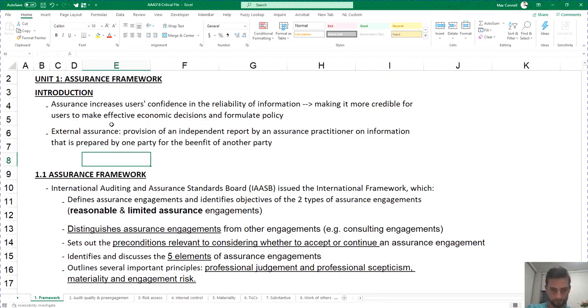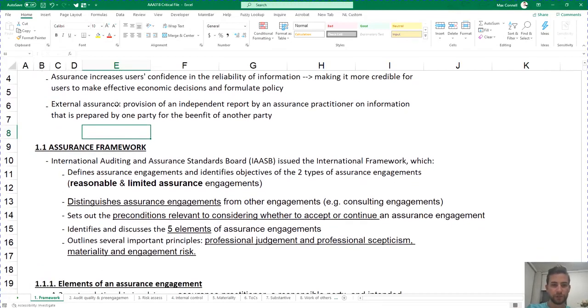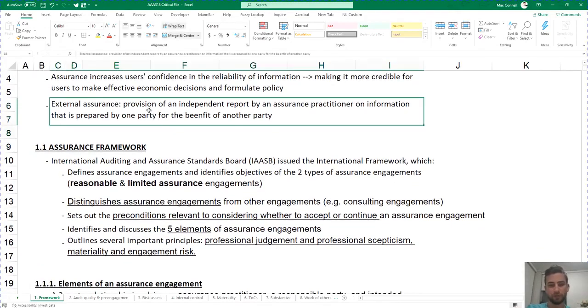actually reliable. So external assurance is basically the provision of an independent report, which is your audit report effectively, by an assurance practitioner, which is the accounting/audit firm, on information that is prepared by one party, which would be for example, the listed company on the ASX, or it could be various different types of entities which may require or want an audit. But in the most common example, it's a listed entity on the ASX or other stock exchange for the benefit of another party. So in this case, it would be the shareholders or the investors in that company.